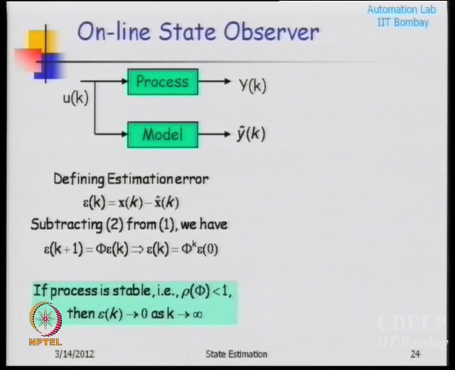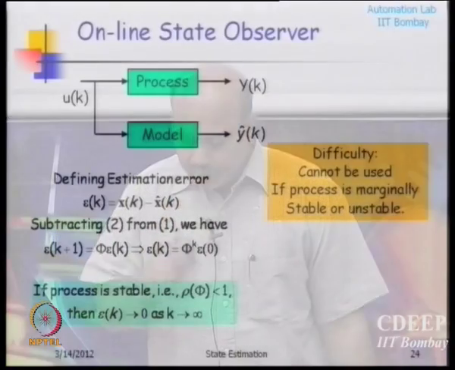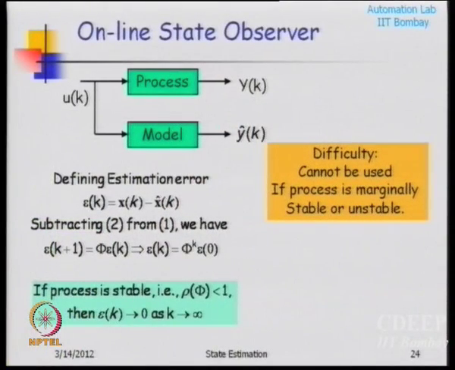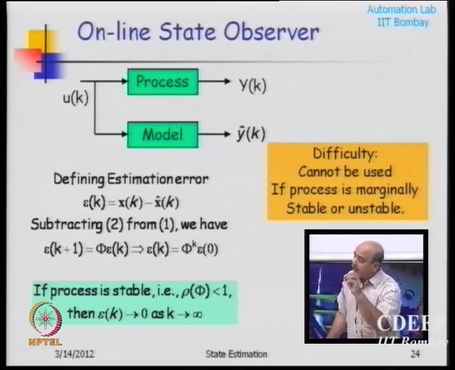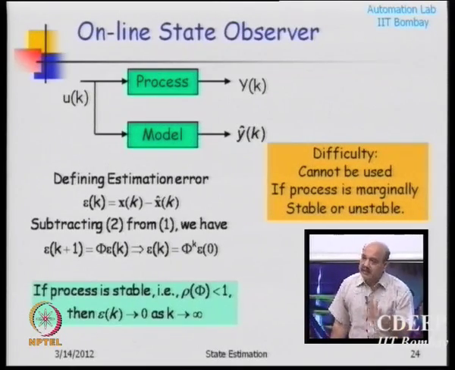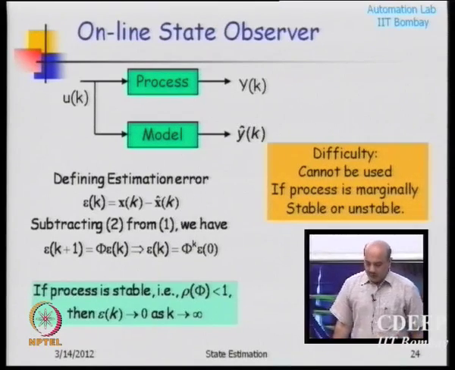But what happens if the plant is marginally stable or unstable? There are many situations where the plant is not exactly stable. Then this idea of running the model in parallel to the plant will not work. You need to do something else. You cannot use this idea for marginally stable or unstable systems. This simplistic idea will work only in the neighborhood of a point where the system has stable dynamics.